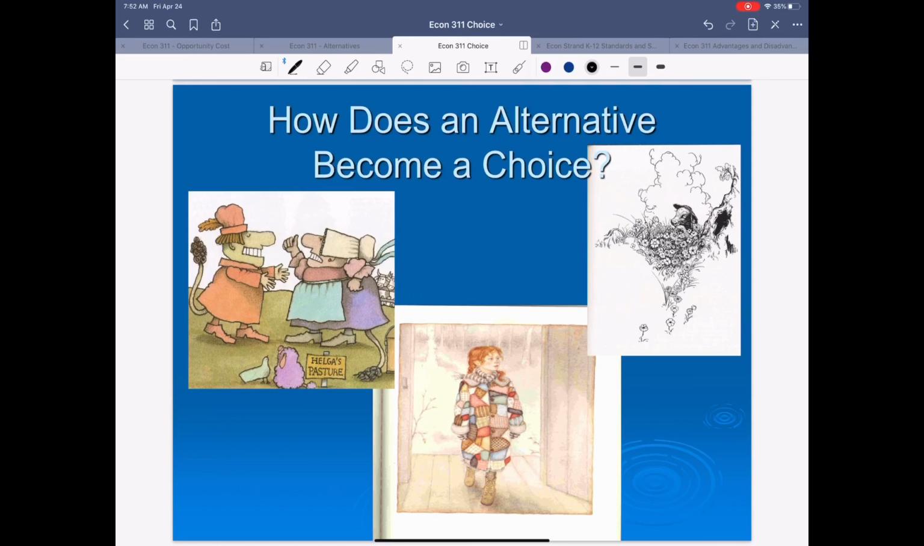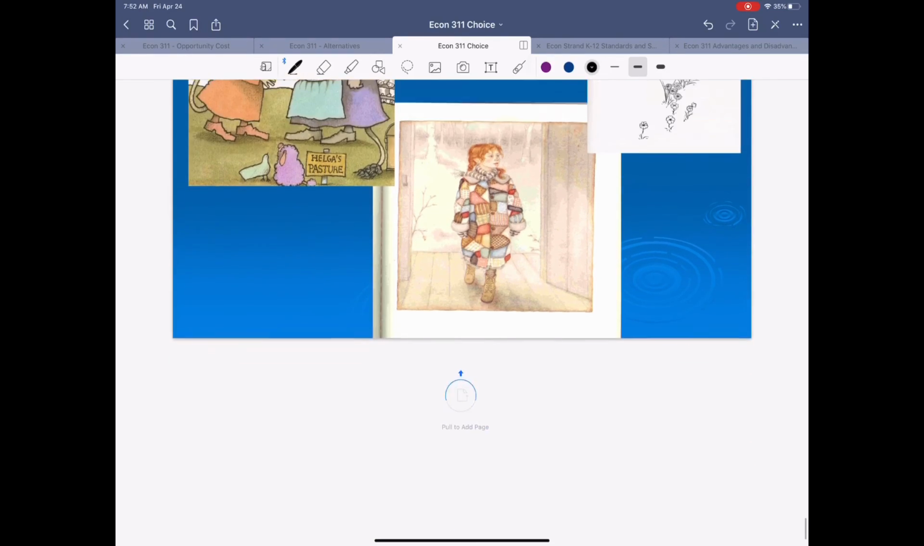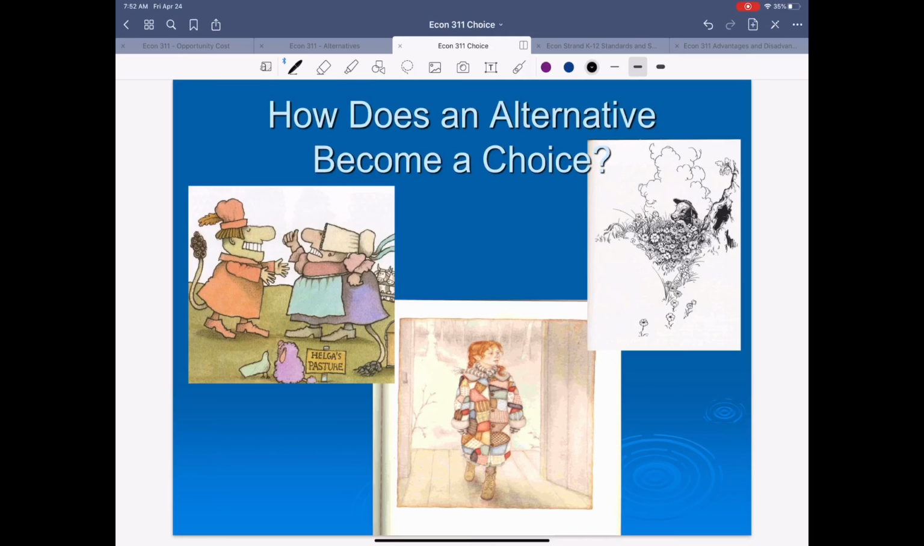In fact, all we can do is look to the future when decision making and anticipate the outcomes. And certainly we know that the outcomes aren't always what we expect, but as we're teaching our students about decision making, we want them to know that alternatives become a choice when that alternative is selected. So now we are at the last stage of our decision-making process, and we'll follow up with our look at opportunity cost.